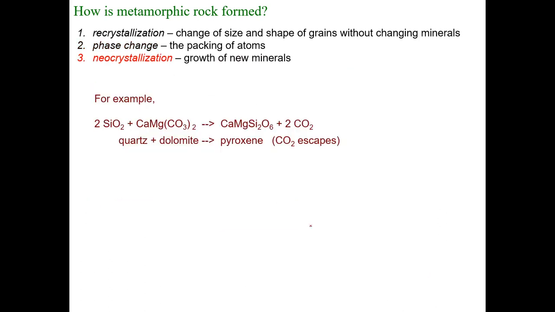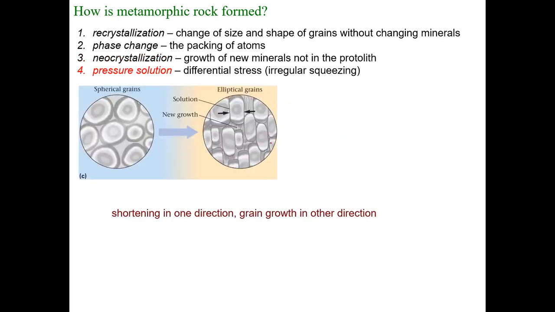Okay. Also, you get what's called neocrystallization, means new crystallization. So you get new minerals. So at a certain point, once the pressure and temperature increase enough, different minerals are going to be more stable. Okay, and so an example of this is quartz and dolomite will combine to give you pyroxene, and it'll give off CO2 gas actually. So that's an example. You have a whole new mineral created from the two old minerals. Okay, so that's called neocrystallization.